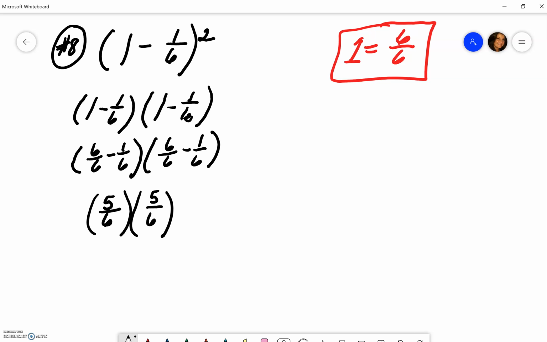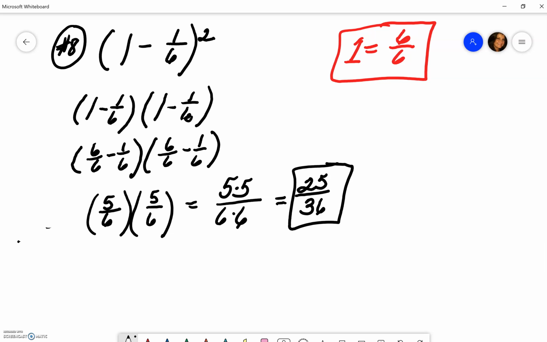Okay, and then when we rewrite it, it just becomes 5 times 5 over 6 times 6. And you can immediately also see, if you're looking at it visually, that it's 5 squared over 6 squared. Same exact thing. So our final answer, because we can't reduce any of those numbers down, would be 25 over 36. And that's our final answer. And that was for this problem here.